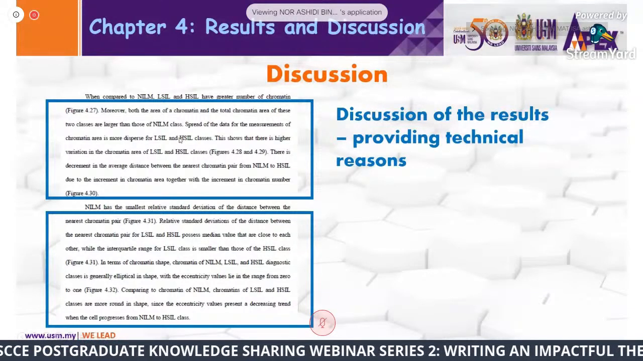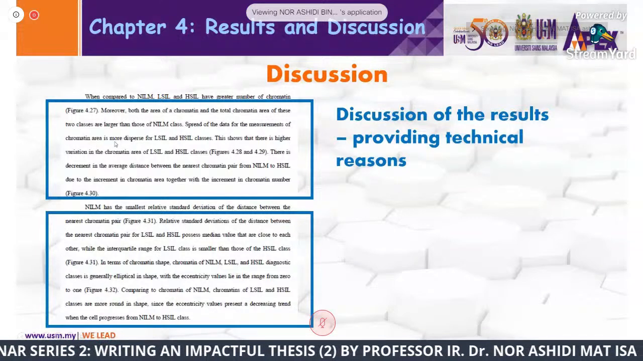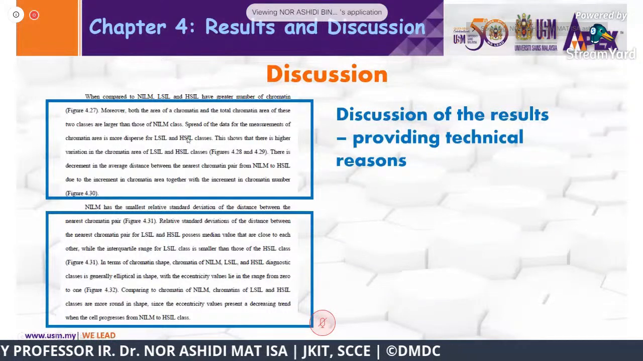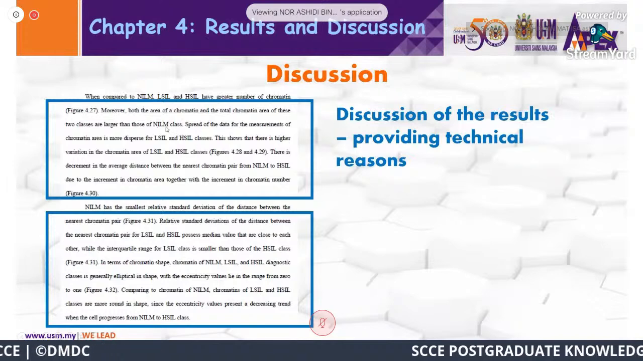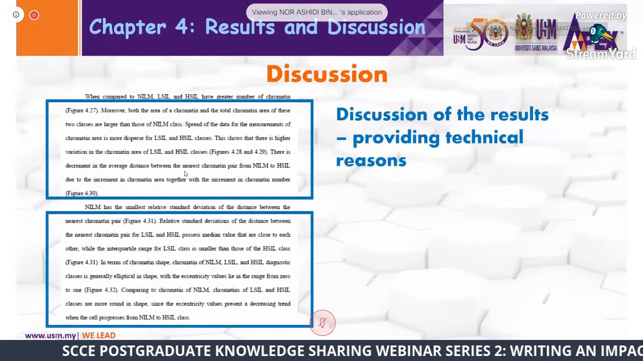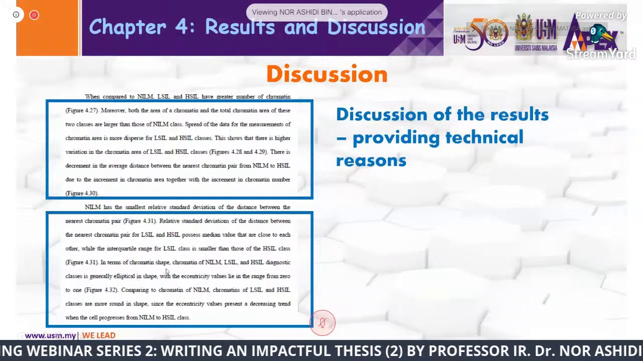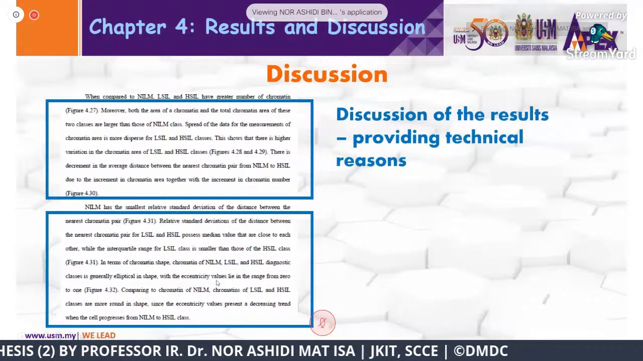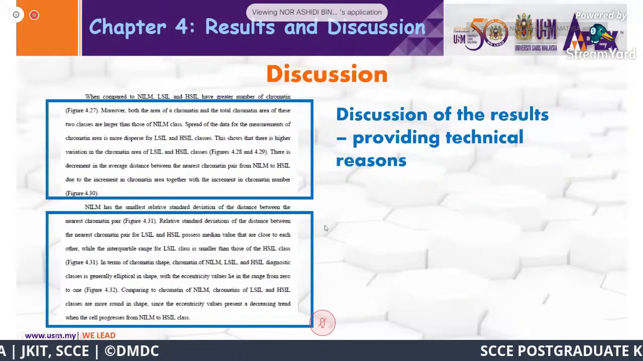the spread of data for the measurement of the chromatin area is more dispersed for the low-grade and high-grade cells. We can see that low-grade and high-grade are more dispersed compared to NILM. Why? Because there is an average distance between the nearest and so on. It's also here in terms of chromatin shape, where chromatin density is generally a shape with asymmetric values. This is the technical reason.